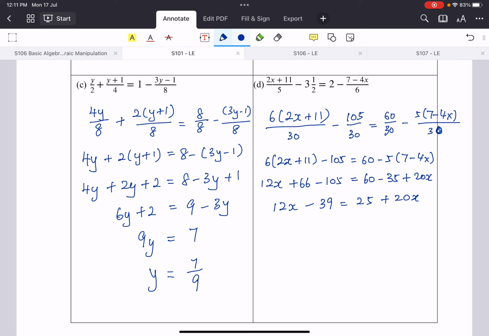So moving the x term to one side and the number to the other side, we have negative 8x, right? 12 minus 20 is negative 8, equals to 25 plus 39, which is 64, right? That means x is equals to 64 divided by negative 8. Sorry, let me write that again. 64 divided by negative 8. x is actually equals to negative 8.